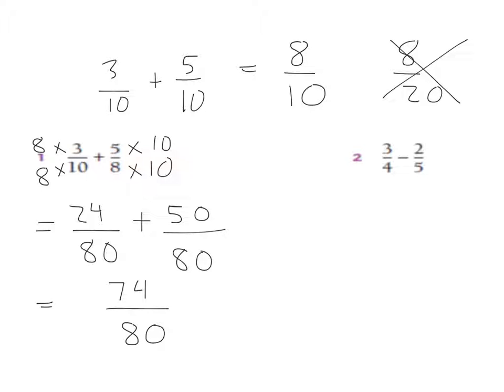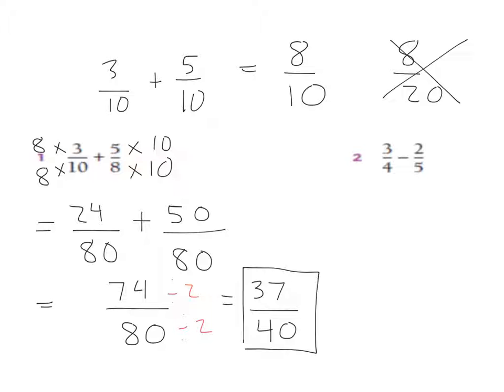I look at this and I should realize that 74 over 80 is not in lowest terms. 74 is an even number, so is 80. So what I'm going to do here is divide through by 2. When I divide through by 2, I end up with 37 over 40. I can't reduce 37 over 40 further, so that is my final answer, 37 over 40.